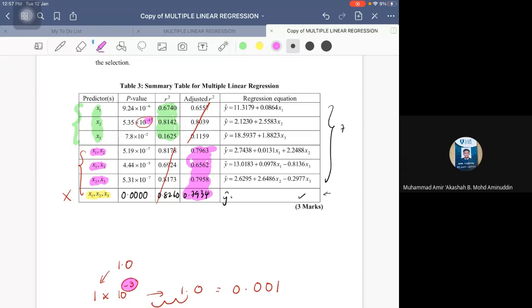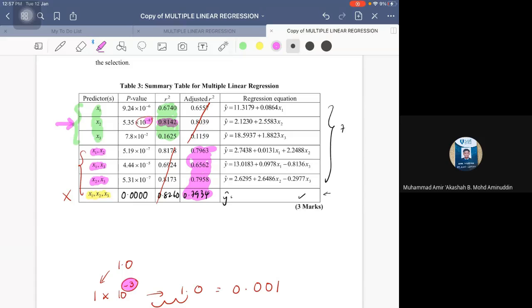And then I'm going to spot this one. I'm going to hold on to that. And next, I'm going to check the value of the r-square. Coincidentally, this model also has the highest value of r-square. Compared to the rest, this one is going to be the highest.